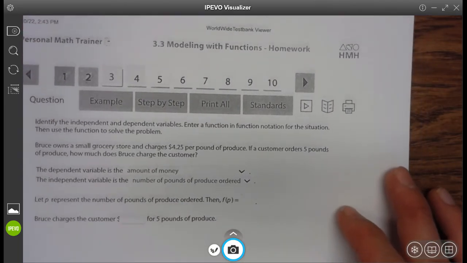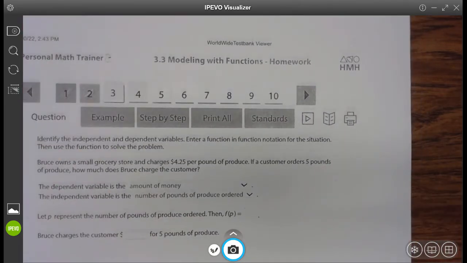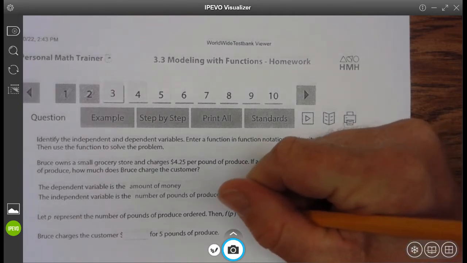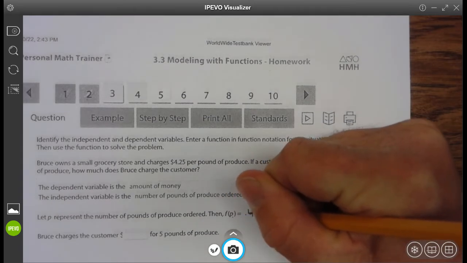example 3. All right, identify the independent and dependent variables. Enter a function in function notation for the situation. Then use the function to solve the problem. Bruce owns a small grocery store and charges $4.25 per pound of produce. If a customer orders 5 pounds of produce, how much does Bruce charge the customer? The dependent variable is the amount of money. The independent variable is the number of pounds of produce ordered. Let P represent the number of pounds of produce ordered, then f of P equals 4.25P.